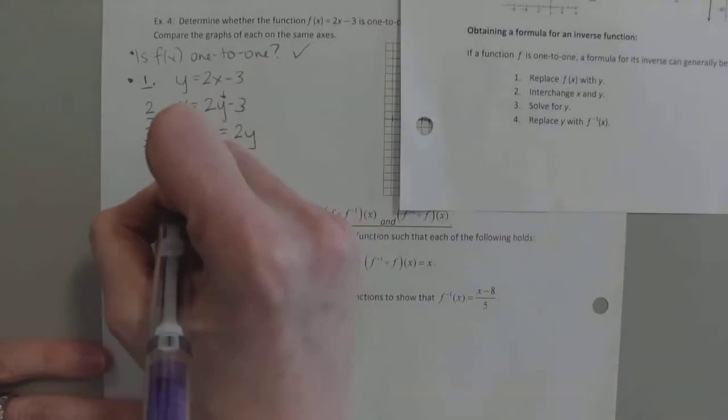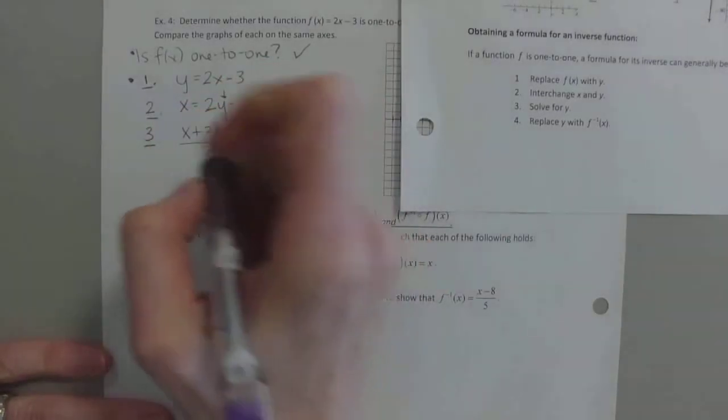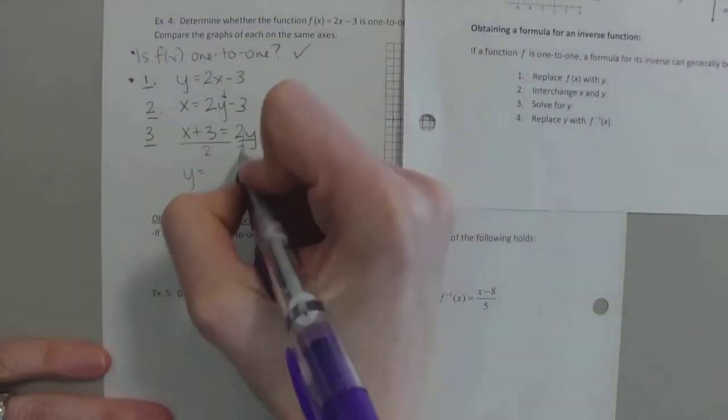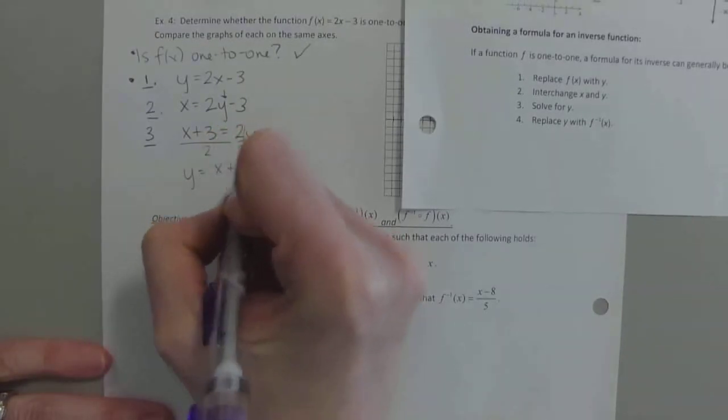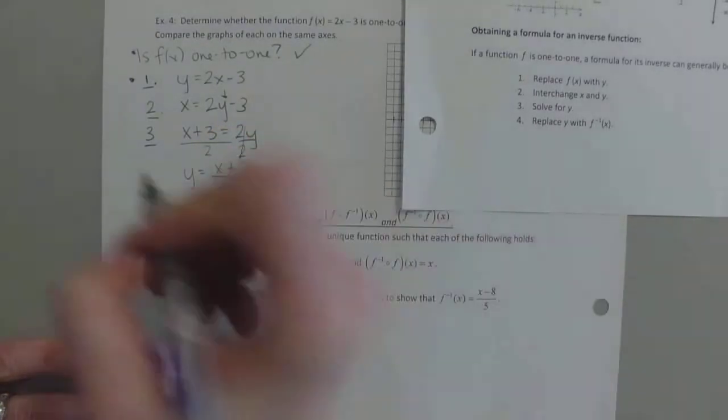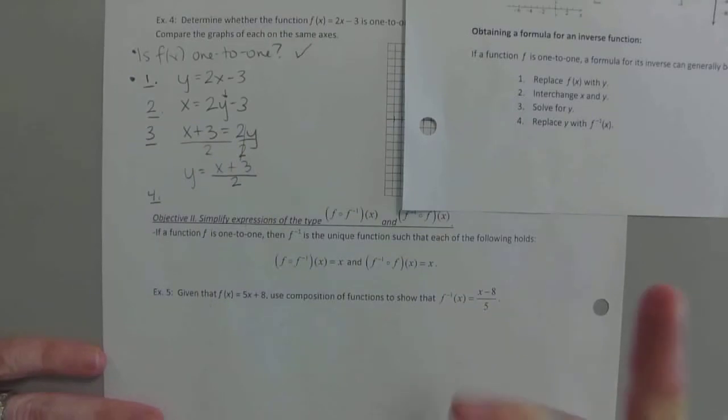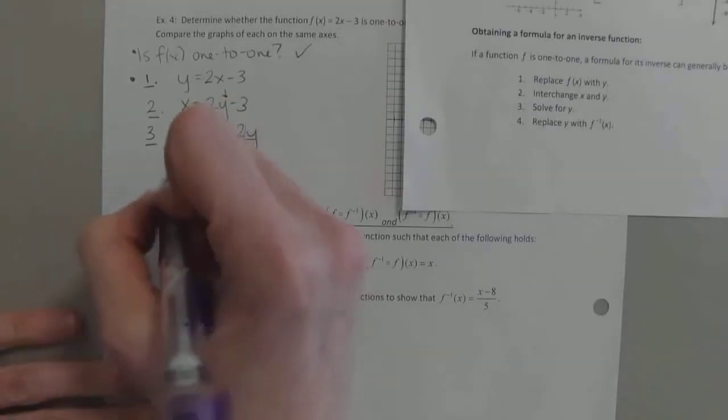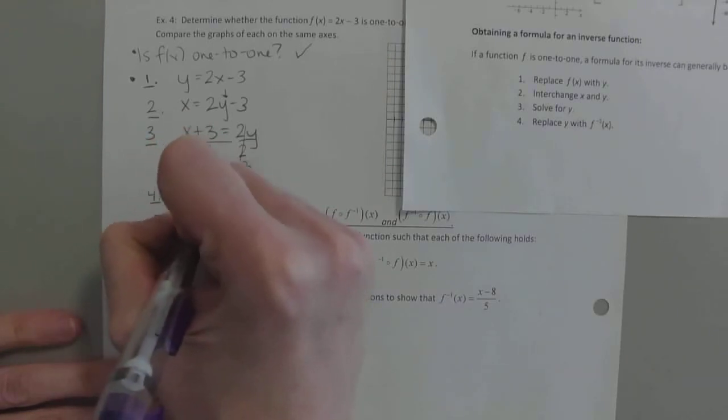If we add 3 on the right, the negative 3 and the positive 3 will cancel. If we add 3 to the left, x and 3 are not like terms, so it just stays x plus 3. All right, last move, what are we going to do? We're going to divide both sides by 2. So y equals what? X plus 3 all over 2.